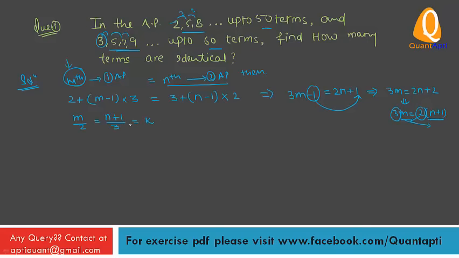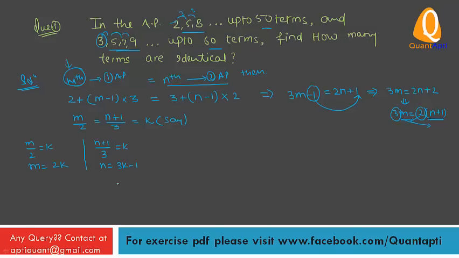Let m by 2 equal to n plus 1 by 3 be equal to k. Always remember that if you have this type of question, then always put the values equal to an arbitrary constant, given by k. Now compare: m by 2 is equal to k and n plus 1 by 3 is equal to k. If you compare m by 2 equal to k, you get m equal to 2k, and n equal to 3k minus 1.